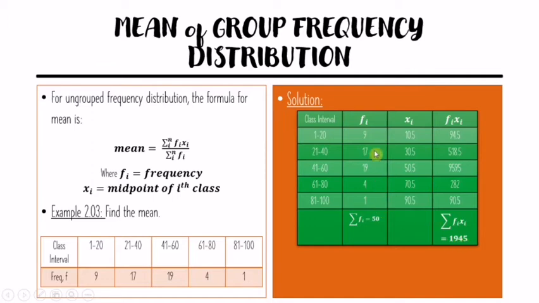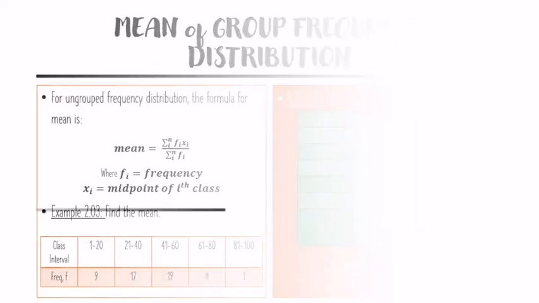1945, and then you total up the frequency, you will get the summation Fi equal to 50. So mean equals 1945 divided by 50. So mean equals 38.9. That's how we find the mean of a group frequency distribution.